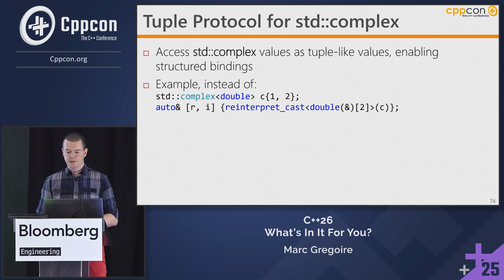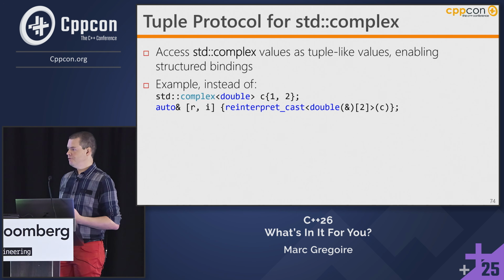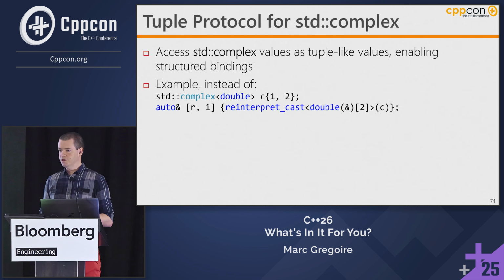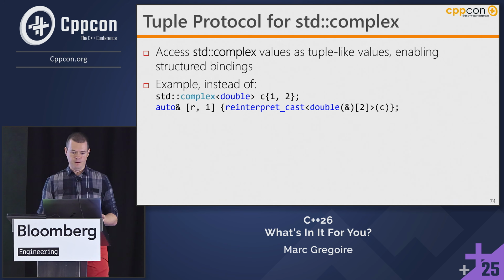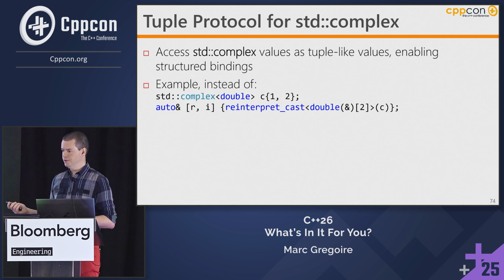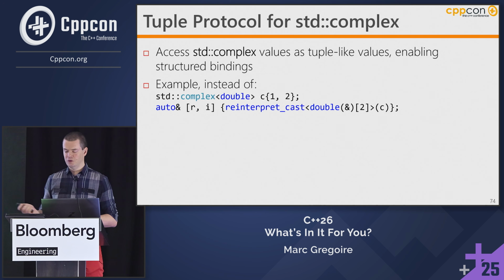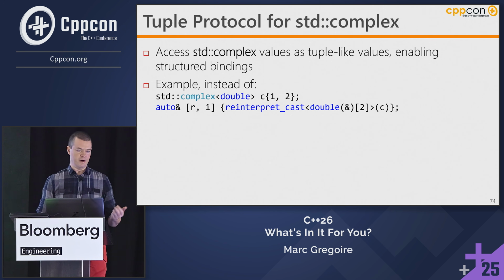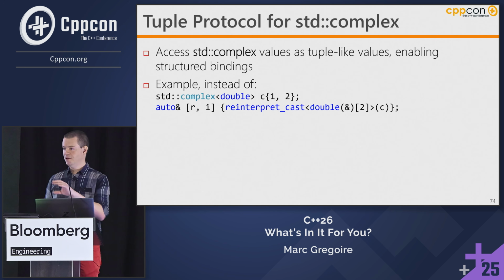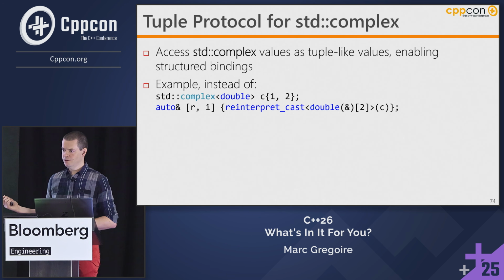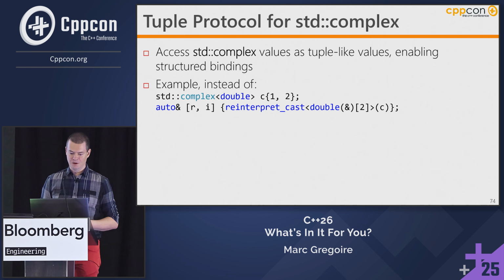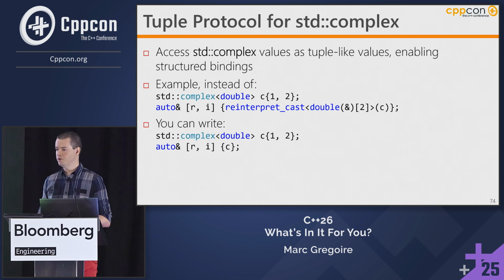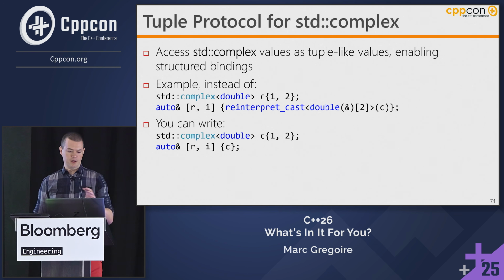New in C++26 is that you can access complex values as if they are tuple-like values. And what this allows is that you can use structured bindings for complex values. For example, in the past, you could do something like this. You can use a reinterpret_cast to cast a complex double to an array of 2 doubles, and then you can use a structured binding to decompose it into the real component and the imaginary component. This is ugly, and not very readable. With C++26, it's trivial. You can just decompose your complex value into the real and the imaginary part.